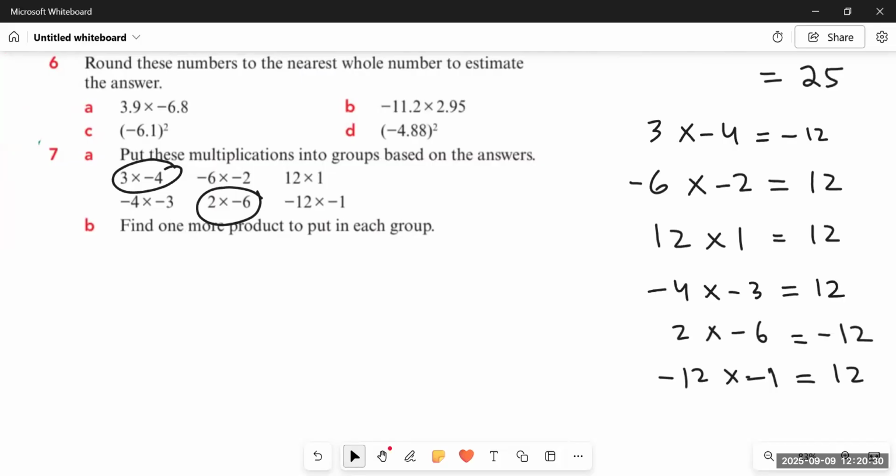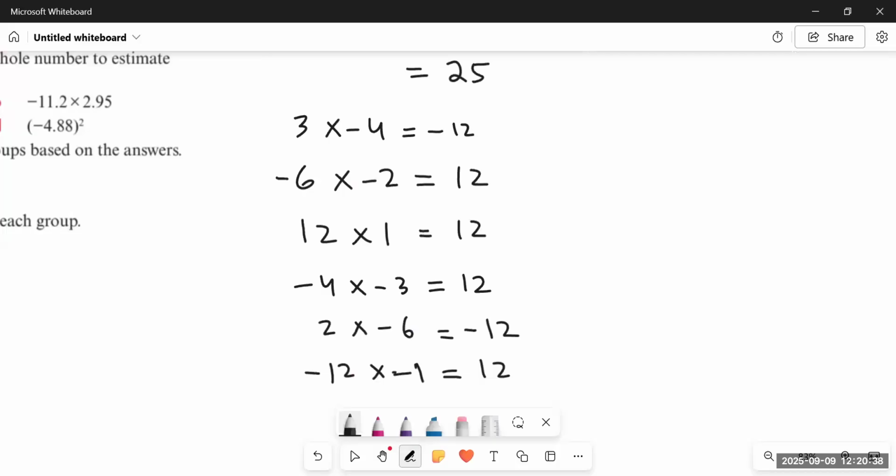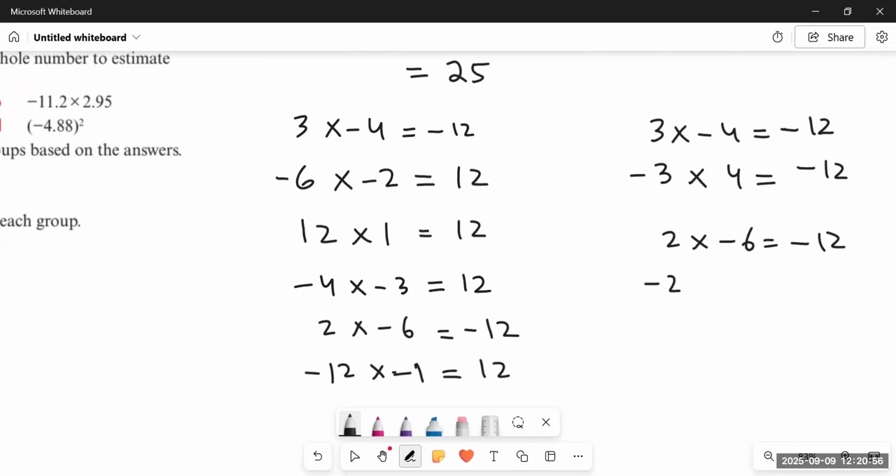Then they're saying find one more product to put in each group. For the negative one, let's take 3 into minus 4. We can write it as minus 3 multiplied by 4, which will also give us the negative answer. Similarly, we have 2 multiplied by minus 6 as minus 12, so minus 2 multiplied by 6 would be negative 12. We are changing the signs from 4. 4 was negative in the first one, and 3 becomes negative in the second one.